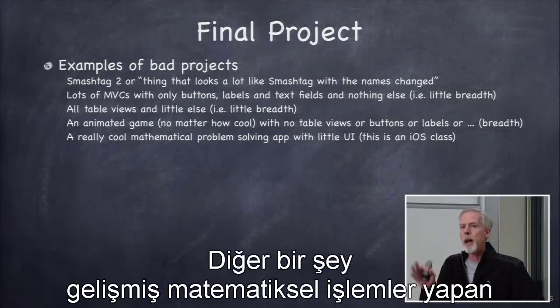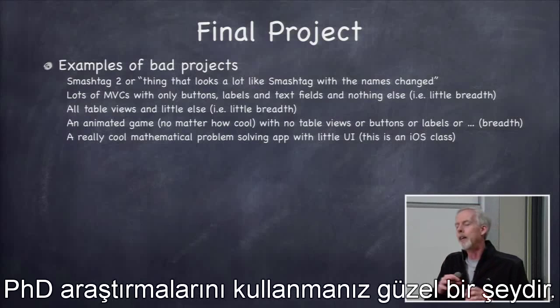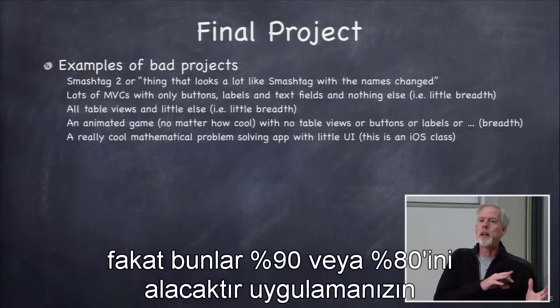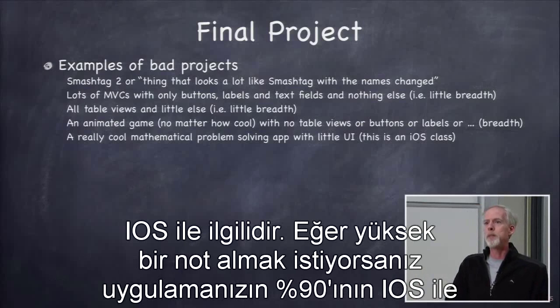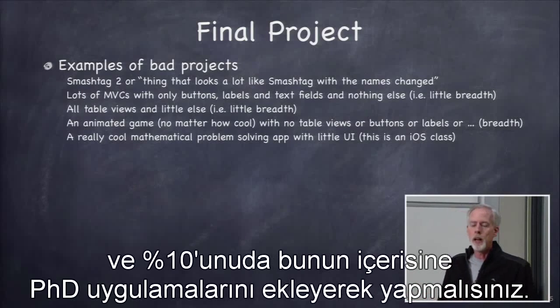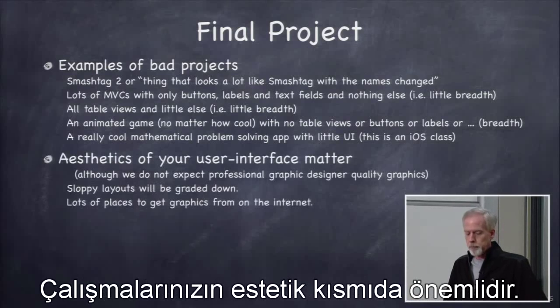Another one is some cool mathematical thing or an image filter that uses your PhD research to calculate something. That's great that you worked your PhD research in there, except if that's 90% or 80% of what you did, then you're going to get an F in this class, because only 20% is going to be iOS stuff. You want it to be the other way around, 90% iOS, and if you want to spend 10% of your time on putting your PhD stuff in there or some network resource or whatever, that's fine.